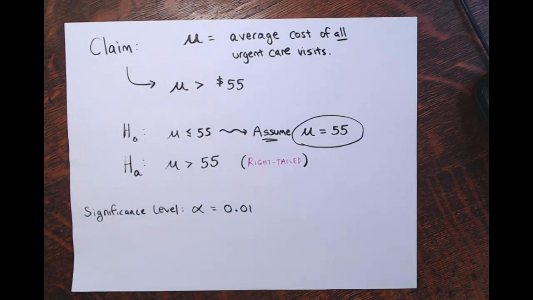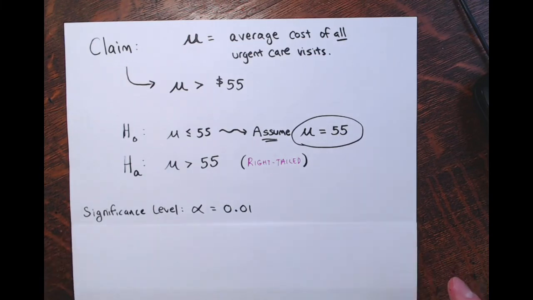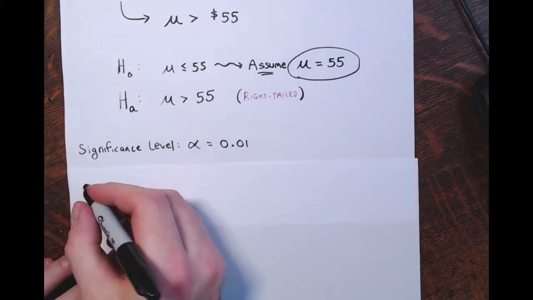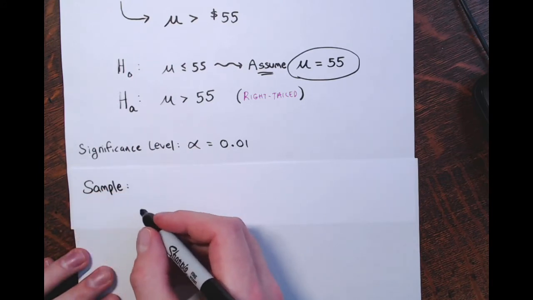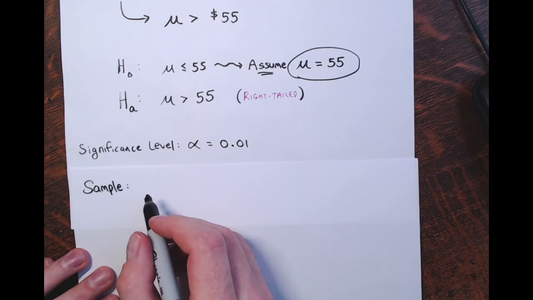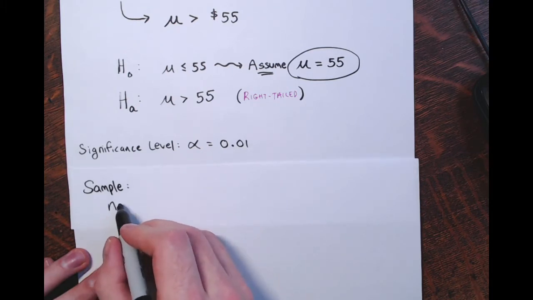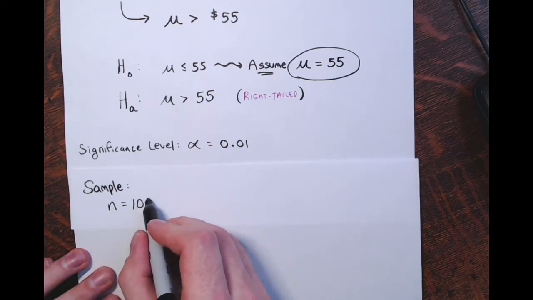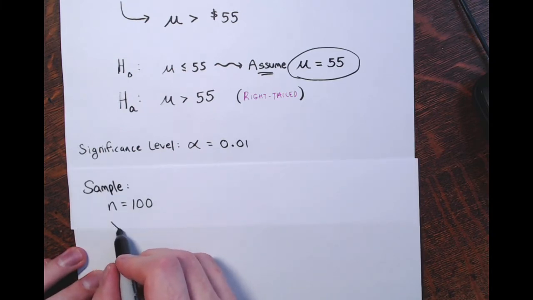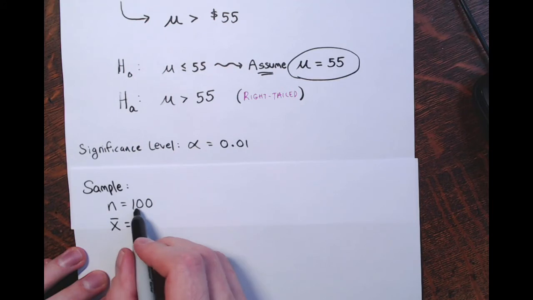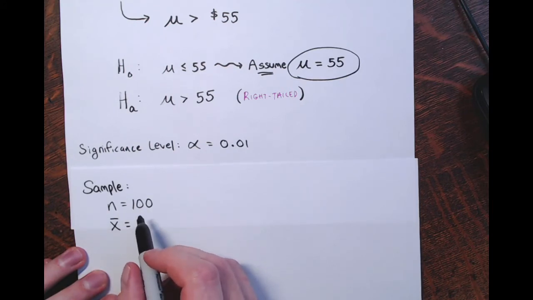Okay, now a sample is taken from the population. He takes a look at so many urgent care visits, and say he looked at 100 of them. So the sample size is 100. And from those 100, the sample mean, the average cost of those 100 urgent care visits, was $56.